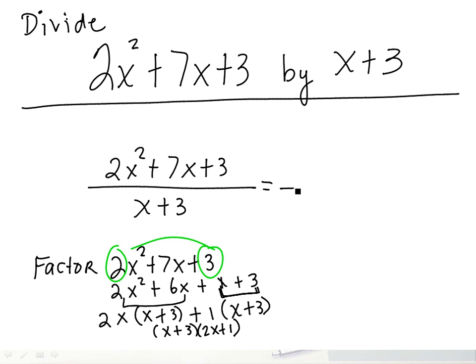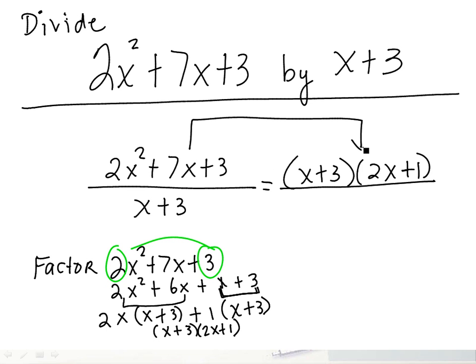So we'll put our factors up here. X plus 3 times 2x plus 1. So this is equivalent to this. And I bring down my x plus 3. And what do you see? You see common factors. This x plus 3 factor cancels out with this x plus 3 in the denominator. So therefore, the answer is 2x plus 1.